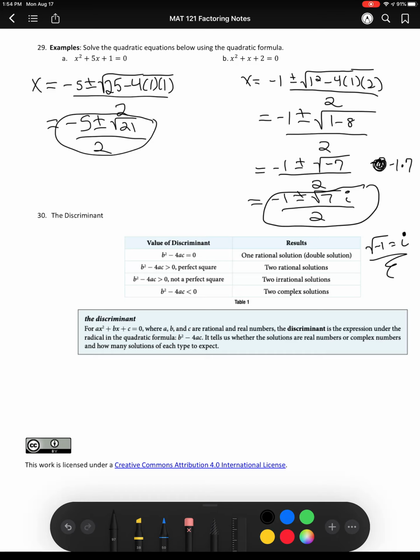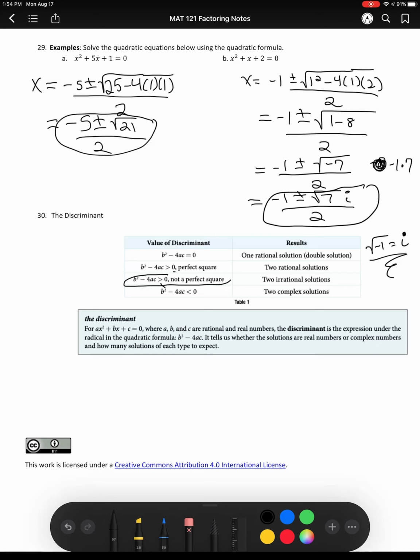And then the last thing is the discriminant, that part of the quadratic formula underneath the square root, the b squared minus 4ac. When it equals 0, you have one rational solution. If it's greater than 0 and a perfect square, you get two rational solutions. If it's not a perfect square, you get two irrational solutions.